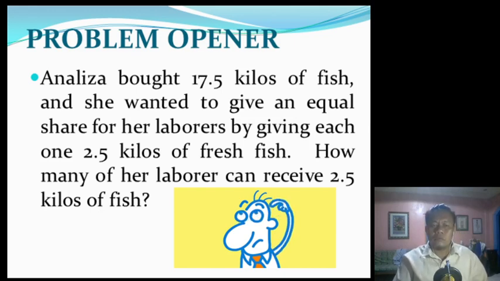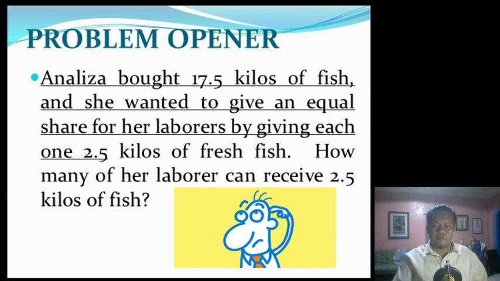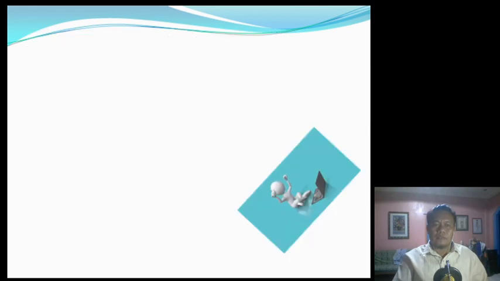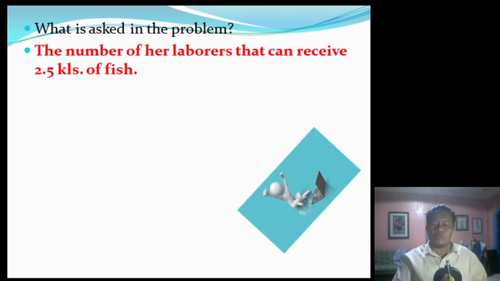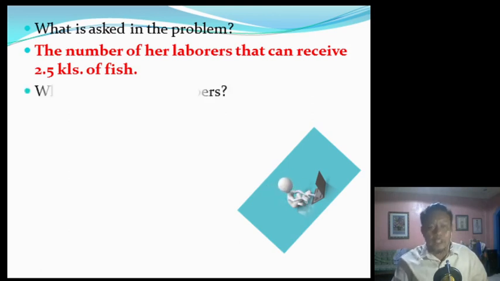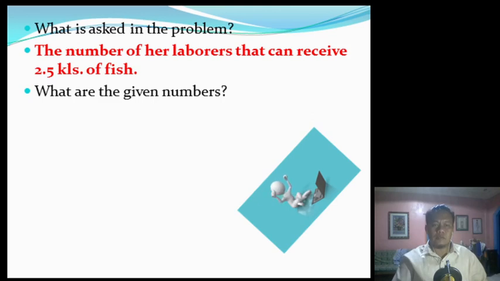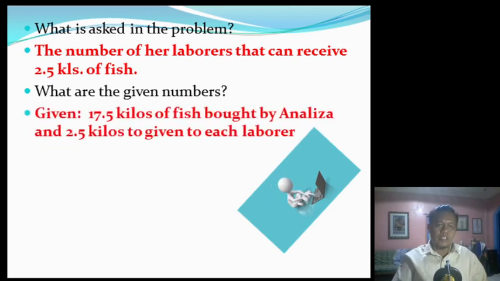Because it is a problem, there are steps in solving it. There are procedures to follow. Number one, what is asked in the problem? The number of her laborers that can receive 2.5 kilos of fish. Number two, what are the given numbers? 17 and 5/10 kilos of fish bought by Annalisa and 2 and 5/10 kilos to be given to each laborer.